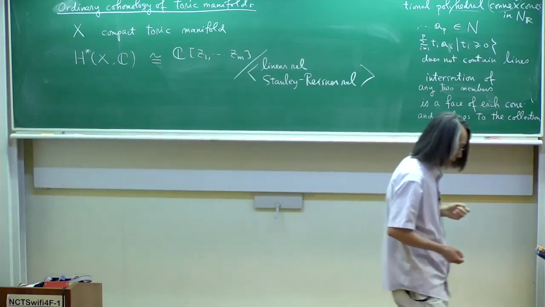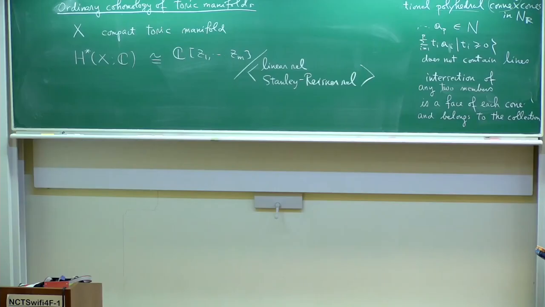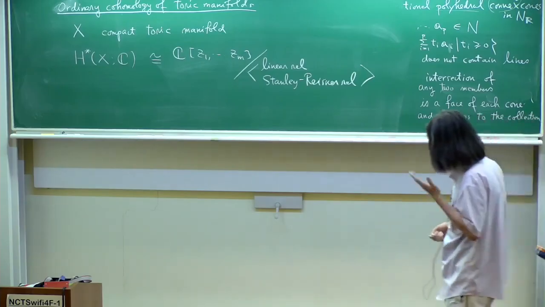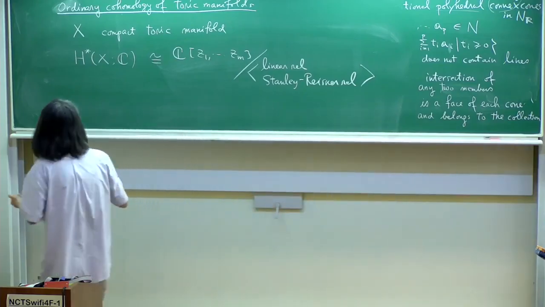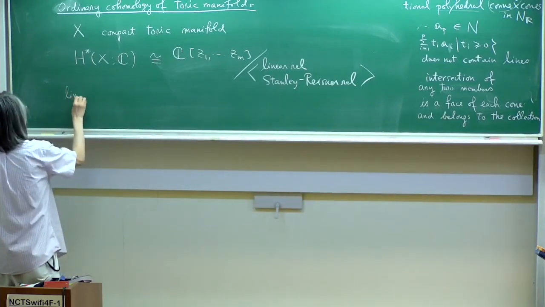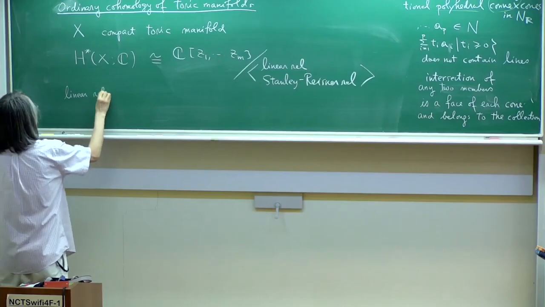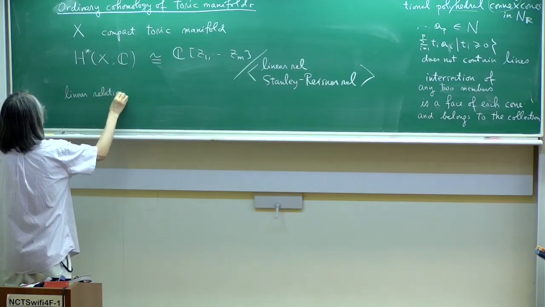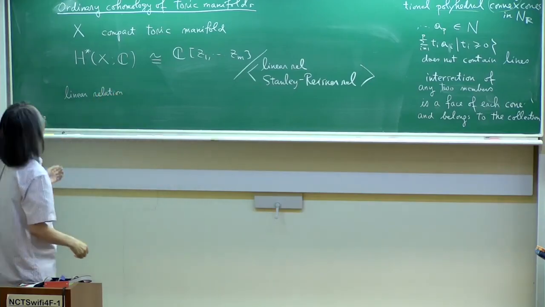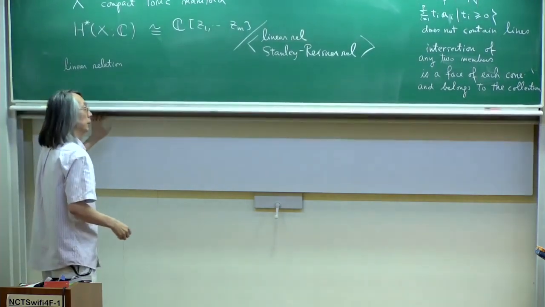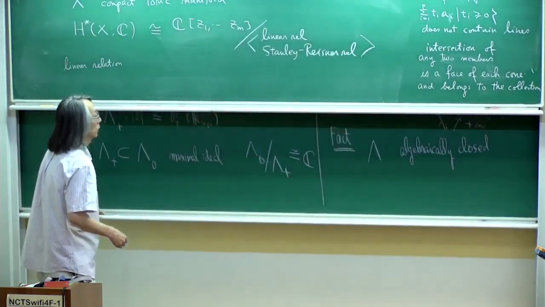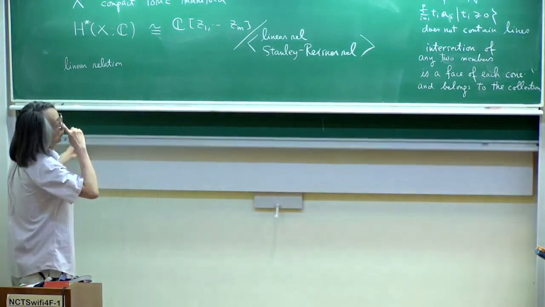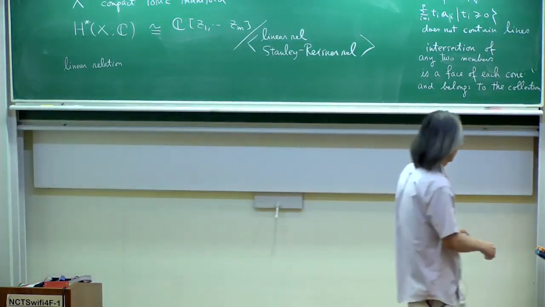So the linear relation is somehow a relation among the cohomology classes in degree 2. Maybe this one is not so nice. Okay, so maybe I just do this here.